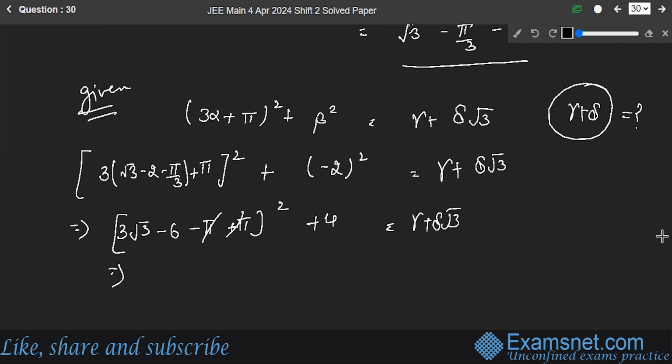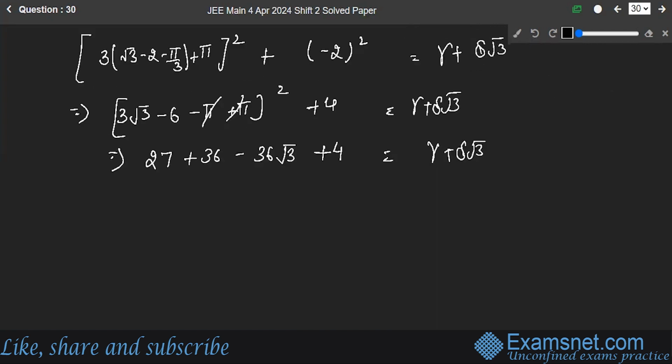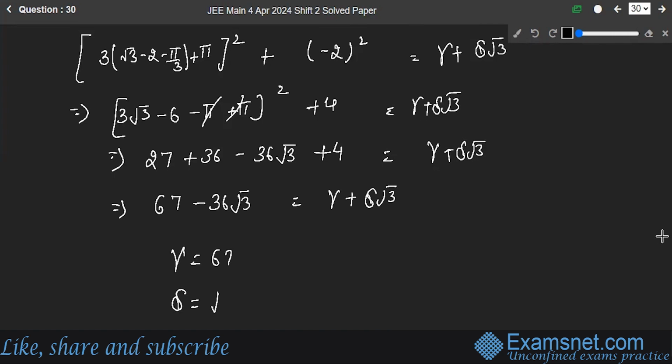So this is a square, 9 into 27 plus b square minus 2ab. So 36√3 plus 4. This is γ + δ√3. And this will come out to be 40, right? 40, and this is 67 - 36√3 is equal to γ + δ√3. So from here you have gamma as 67 and delta is equal to -36.